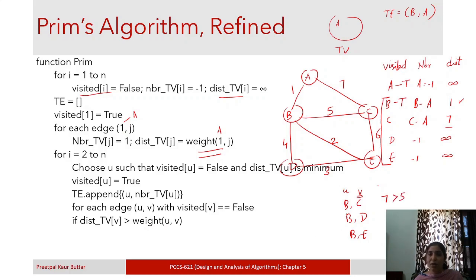So earlier distance was greater, the new distance is smaller. So what we will do, we will update the distance. So distance of v from TV is equal to weight of u comma v. So we will make it 5, right? And neighbor of v in TV is now not A, but it will be, C's neighbor will be B. Okay.